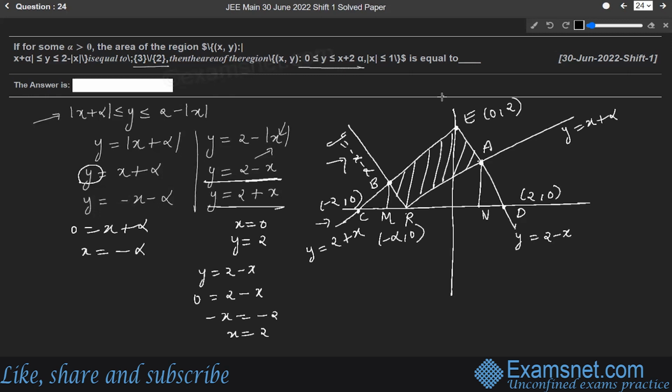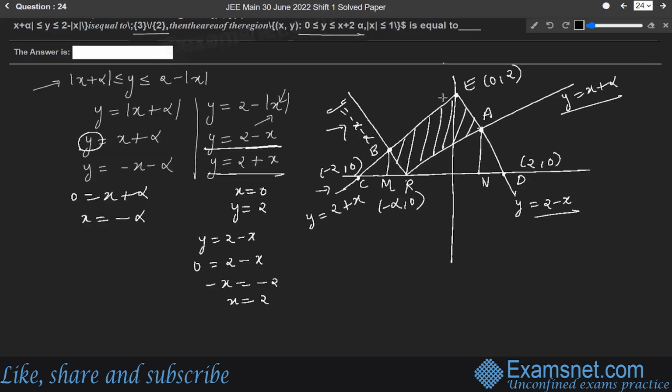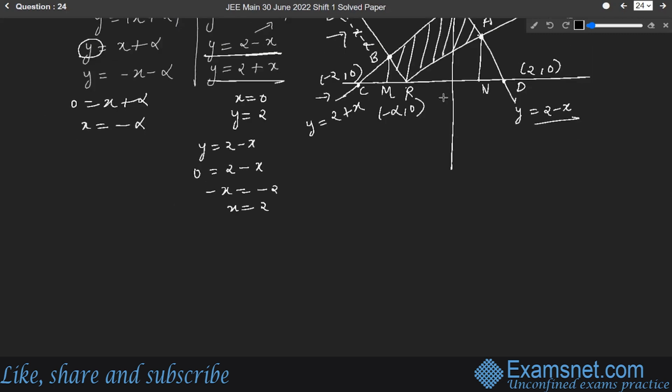A is the intersection point for two lines, y is equal to x plus alpha and y is equal to 2 minus x. And B is the intersection point for y is equal to minus x minus alpha and y is equal to 2 plus x. So first let us find the coordinates of point A. We know that A is the intersection of two lines, okay? So for A, we have two lines, which are y is equal to x plus alpha and y is equal to 2 minus x.